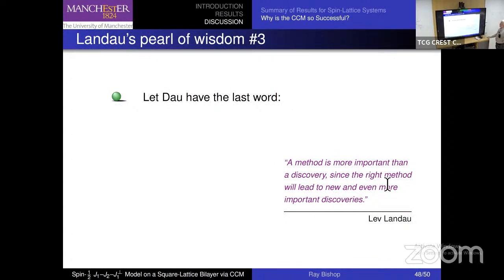And if I let Dirac have the last word, he says a method is more important than a discovery, since the right method will lead to new and even more important discoveries. And the hope of showing you something like this is I've given you a method that is worth looking into because it does some extraordinary things at a rather deep and fundamental level. And a lot of it is unexplored still.